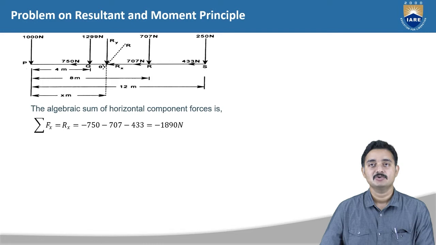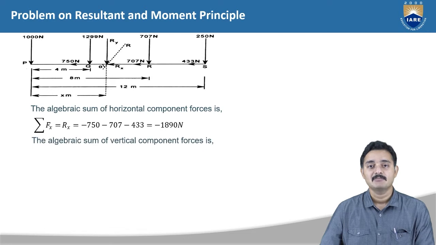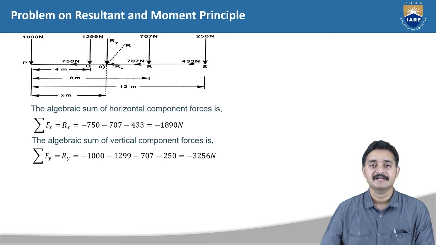sigma Fx is equal to Rx, that is equal to minus 70 minus 707 minus 433, that is equal to minus 1890 Newton. Why we are taking negative sign here? Yes, as the forces are in negative direction. And the algebraic sum of vertical component forces is sigma Fy is equal to Ry, that is equal to minus 1000 minus 1299 minus 707 minus 250. That gives the value as minus 3256 newtons.